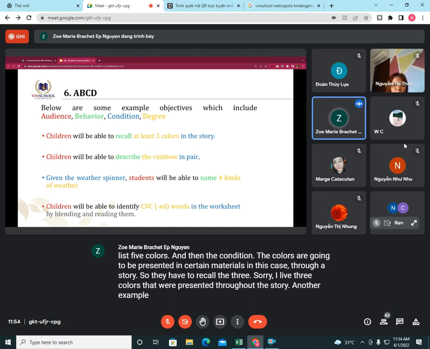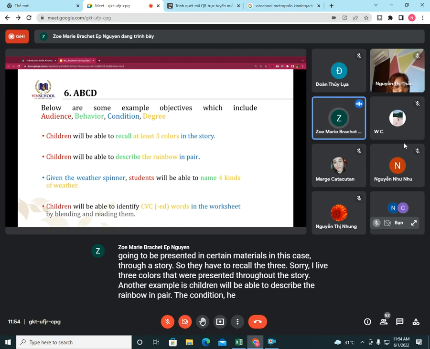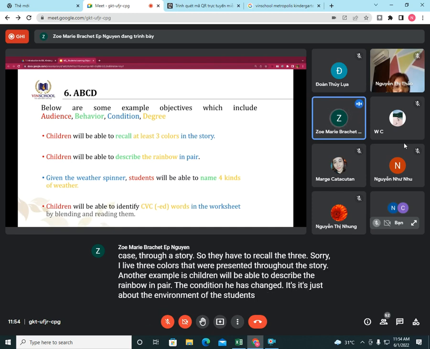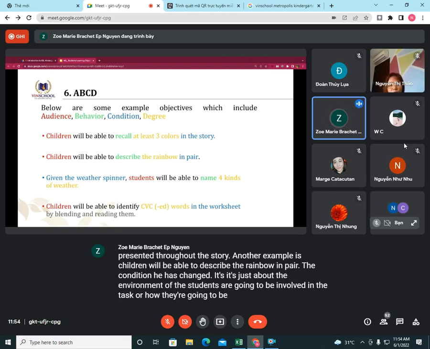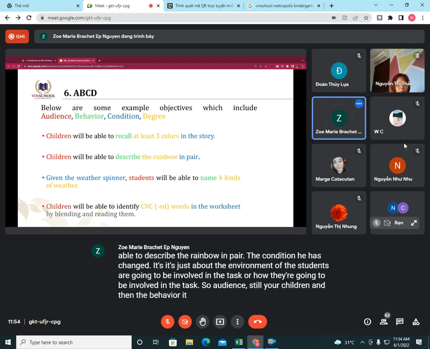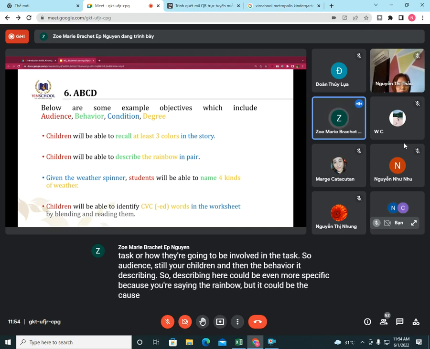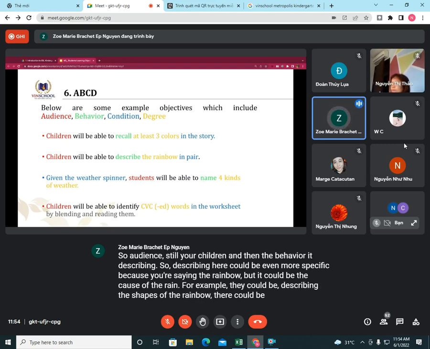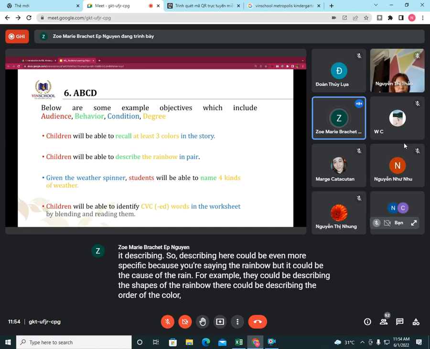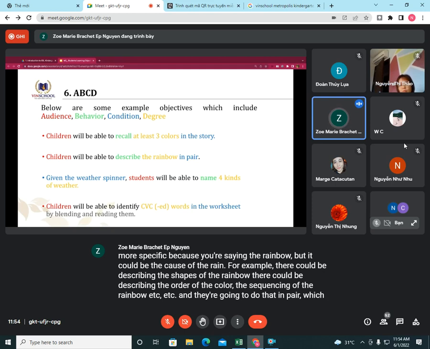Another example is children will be able to describe the rainbow in pair. The condition here is changed. It's just about the environment of the students that are going to be involved in the task, or how they're going to be involved in the task. So audience is still your children, and then the behavior is describing. Describing here could be even more specific, because you're saying the rainbow, but it could be the colors of the rainbow, for example. They could be describing the shapes of the rainbow. They could be describing the order of the color, the sequencing of the rainbow, etc. And they're going to do that in pair, which is your condition, and the degree is the rainbow.